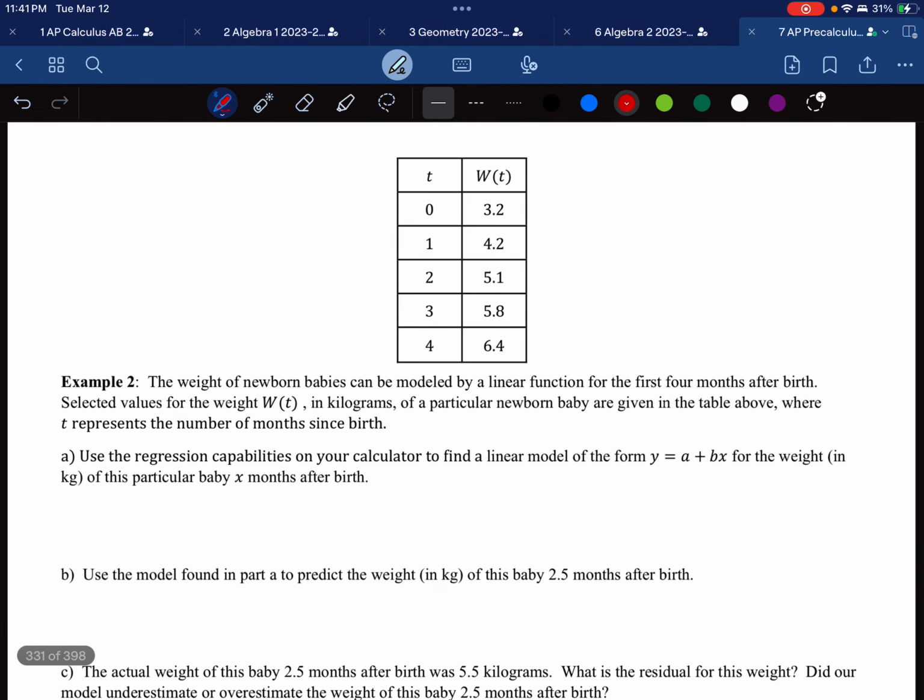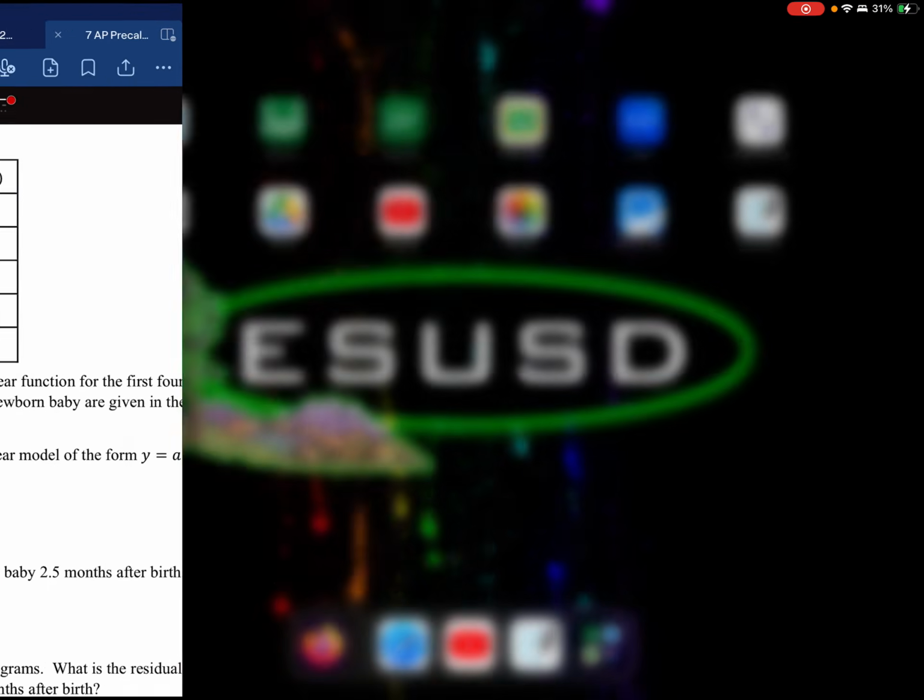Example 2: The weight of newborn babies can be modeled by a linear function for the first 4 months after birth. Selected values for the weight, W of t, in kilograms of a particular newborn baby are given in the table above, where t represents the number of months since birth. Use the regression capabilities on your calculator to find a linear model of the form y equals a plus bx for the weight in kilograms of this particular baby x months after birth. So we need to enter this data into a table on our calculator.